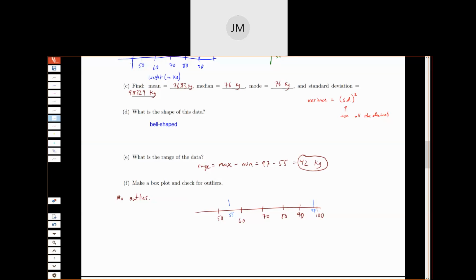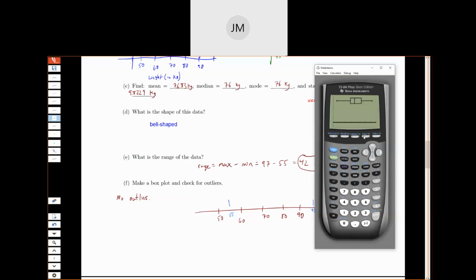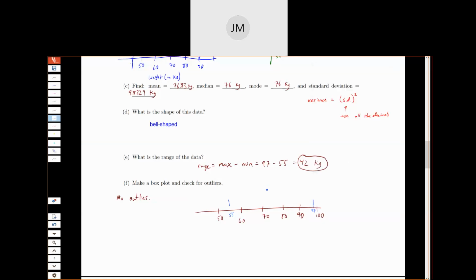And you can actually just look at your calculator. If you hit trace, it'll show you all the important points, right? 55. The next one is at 71, 76, and 84. And I can just put a little vertical bar in front of each one. The middle three, I enclose in a box. And then I draw a line out to my other two. And that's how you make a box plot.